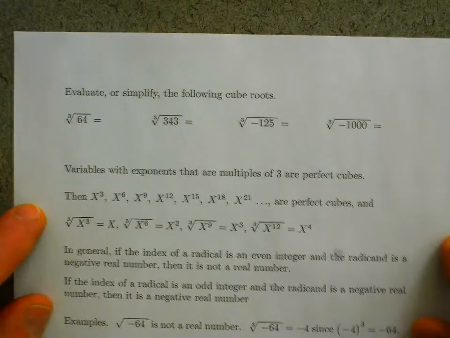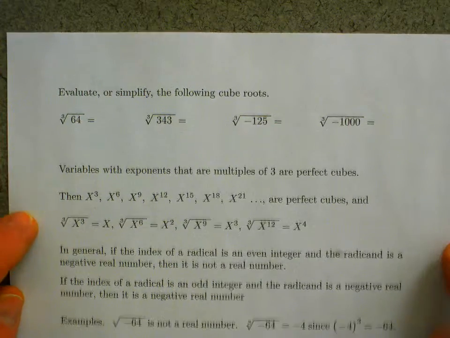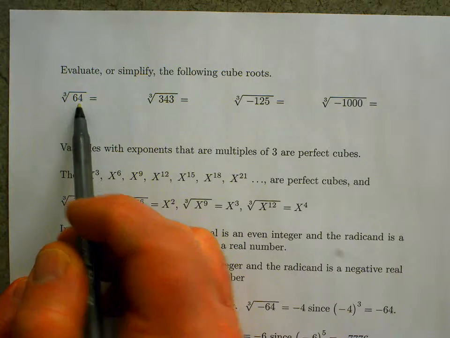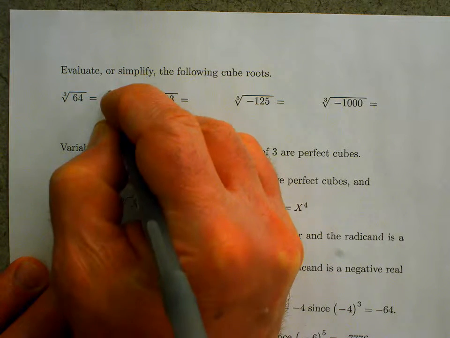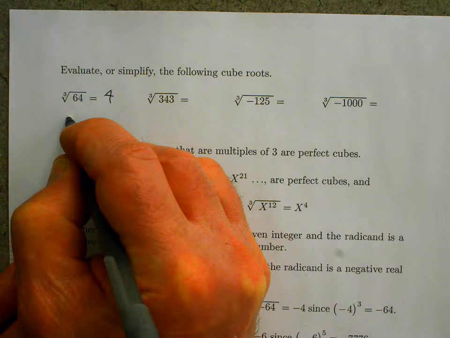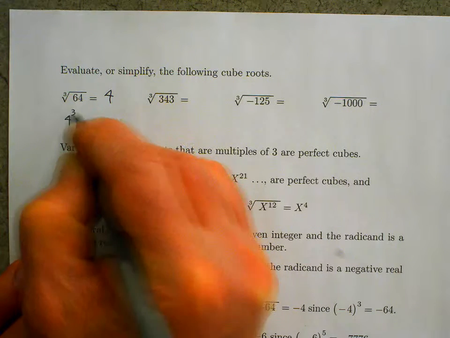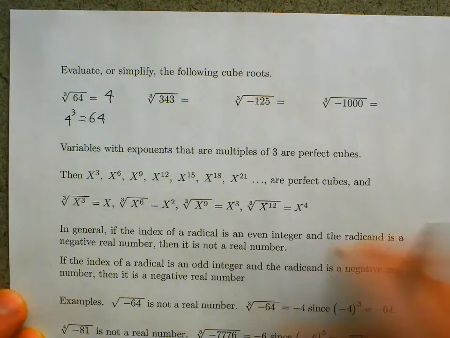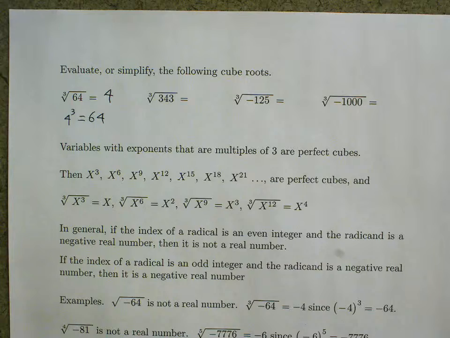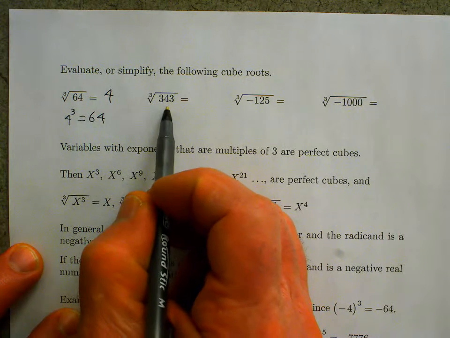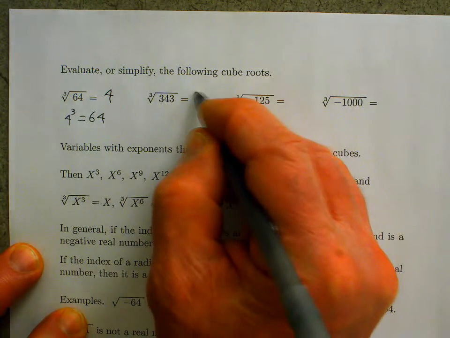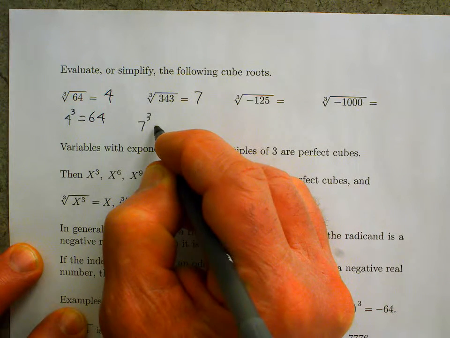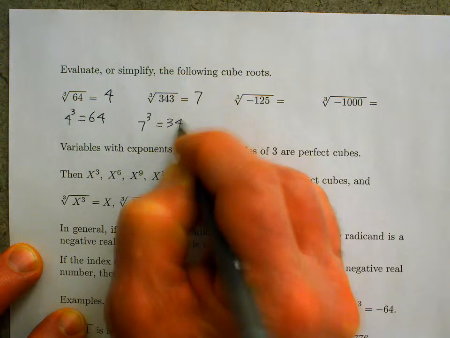Okay, evaluate or simplify the following cube roots. The cube root of 64 is equal to 4, because 4 to the third, 4 times 4 times 4, is 64. The cube root of 343 is equal to 7, because 7 to the third, 7 times 7 times 7, is 343.